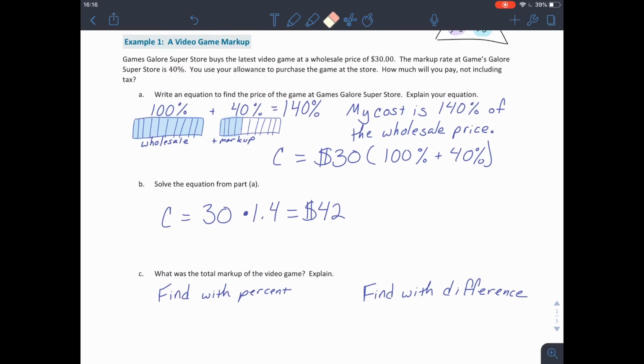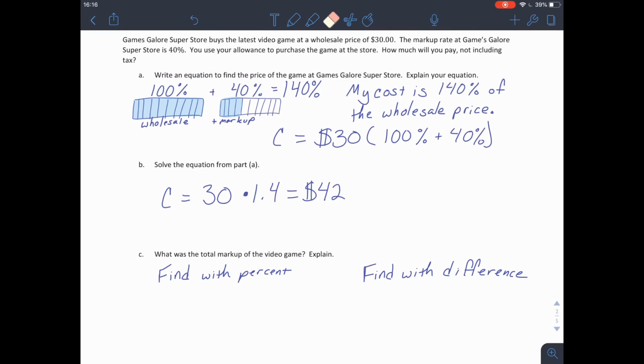Now, in order to find out the markup of the video game, I have two strategies that I can use. The first strategy, which we've used before, is to find it with the percent. In this case, our wholesale price is still our whole, and if we multiply it by the 40% for the markup, that tells us how much the price of the game would get marked up, which is $12. The strategy that we used back in Module 1 is that we found that amount of markup and then added it on to the original price of $30.